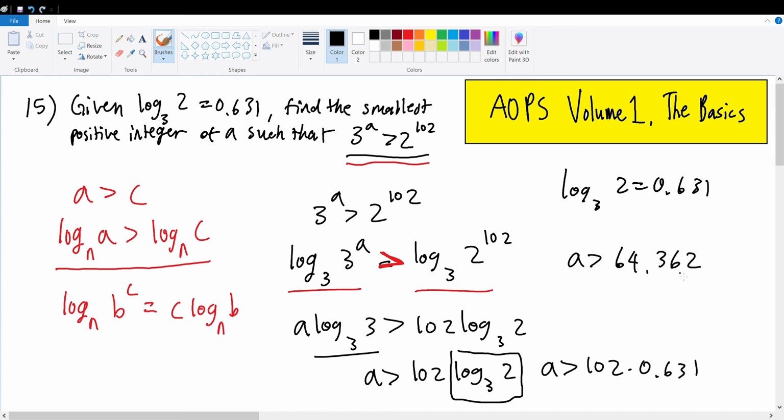64.362. And since we're asking for the smallest positive integer a such that the inequality is true, the next closest integer to this quantity is 65. That is the solution to this question.